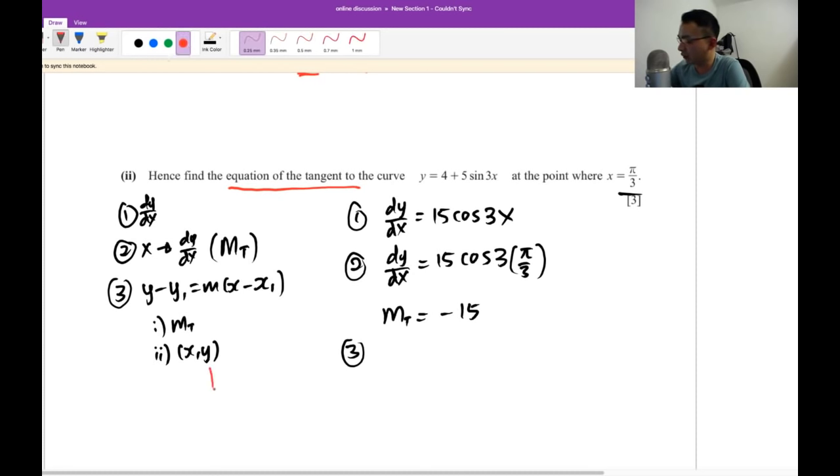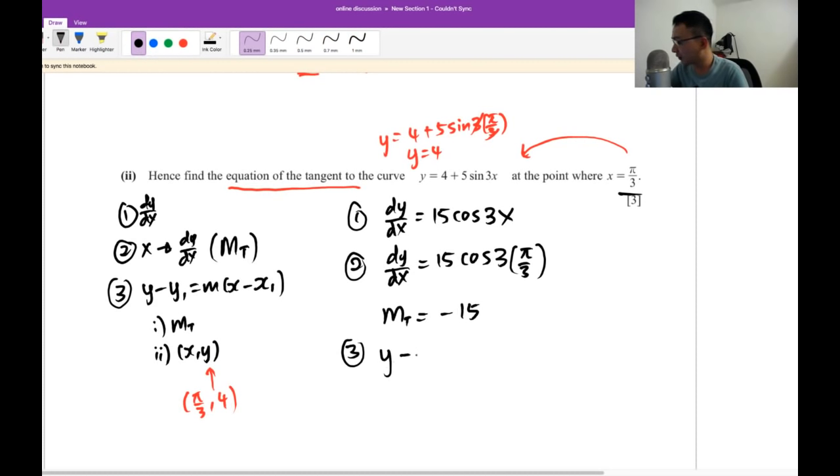So what I will do here, I will try to find the coordinate y by substituting the x back into here. So my y will equal 4 plus 5 sine 3 pi over 3. So this one is basically y equals to 4, because sine 180 is 0. Therefore you have the coordinate pi over 3 and 4. Then I can form the equation now. So it'll be y minus 4 equals to the gradient and then x minus pi over 3.